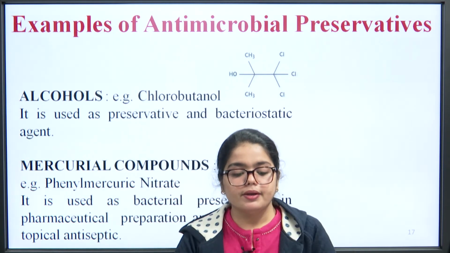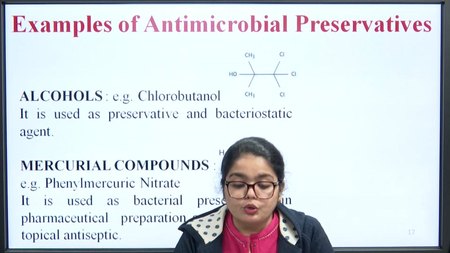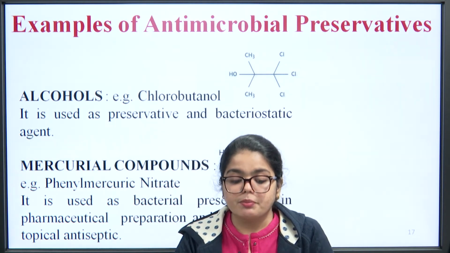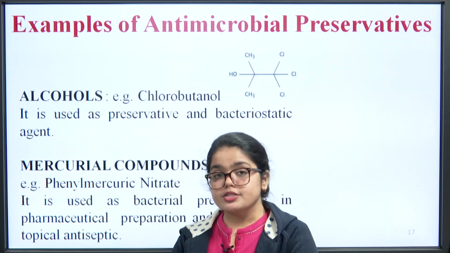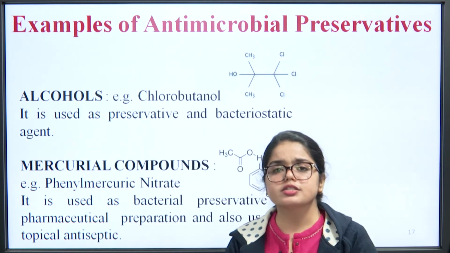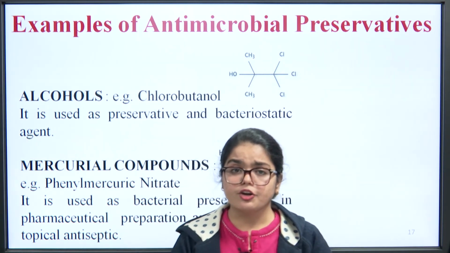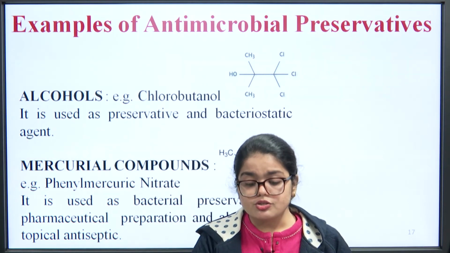Coming to the next example, these are the alcohols. Chlorobutanol, it is used as a preservative and bacteriostatic agent. It is used as a preservative because it has bacteriostatic activity, and chlorobutanol is a very common preservative. It is used in several kinds of liquid formulations or solutions.